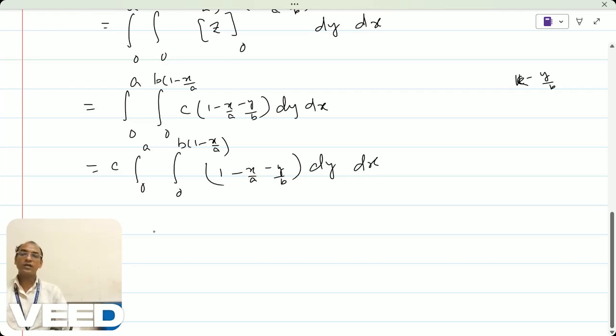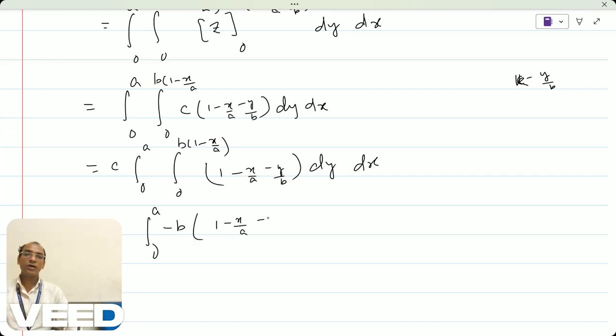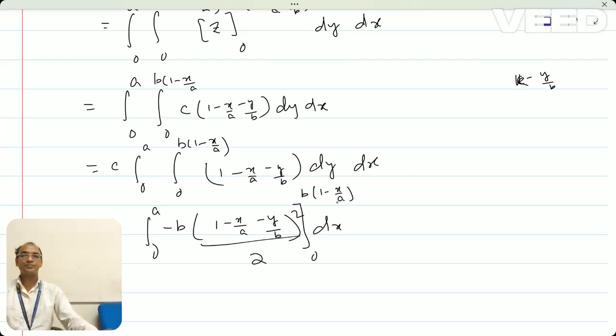You will get integration 0 to a, and integration of this one will be minus b, and then 1 minus x by a minus y by b whole square divided by 2, and then I will integrate it with respect to y, where y is from 0 to 1 minus x by a.